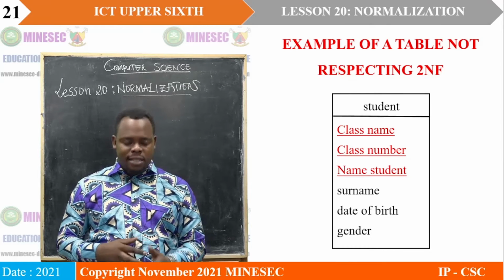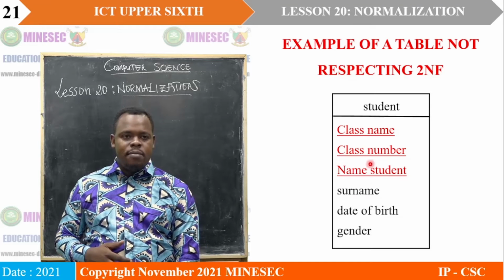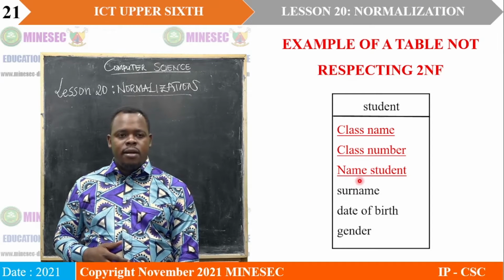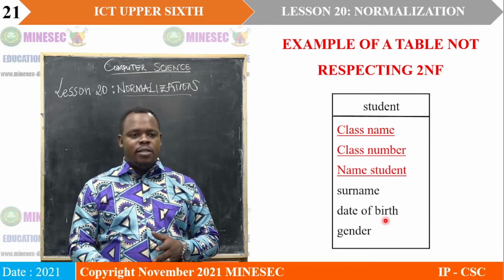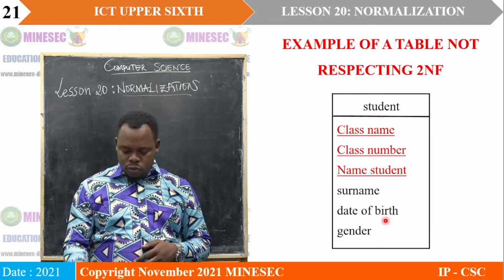First, you realize that these are the composite keys: class name, class number, and name of student. And you will see that there is no functional dependency between those fields.